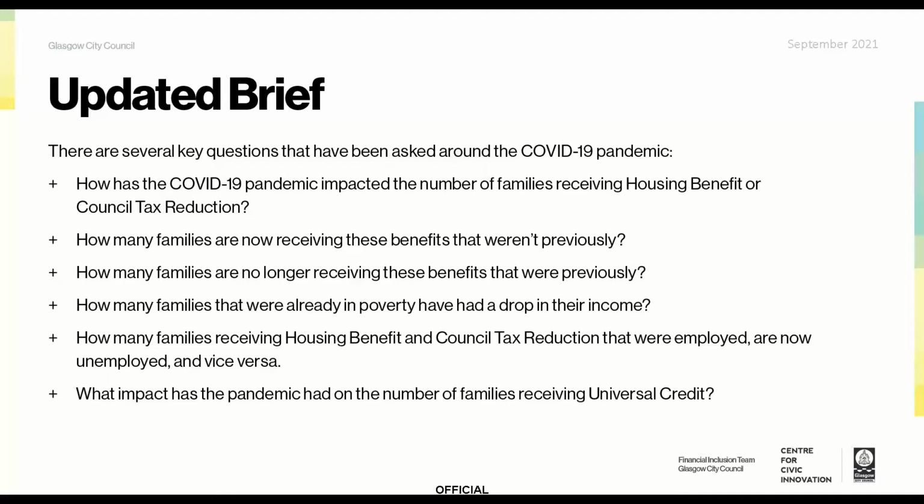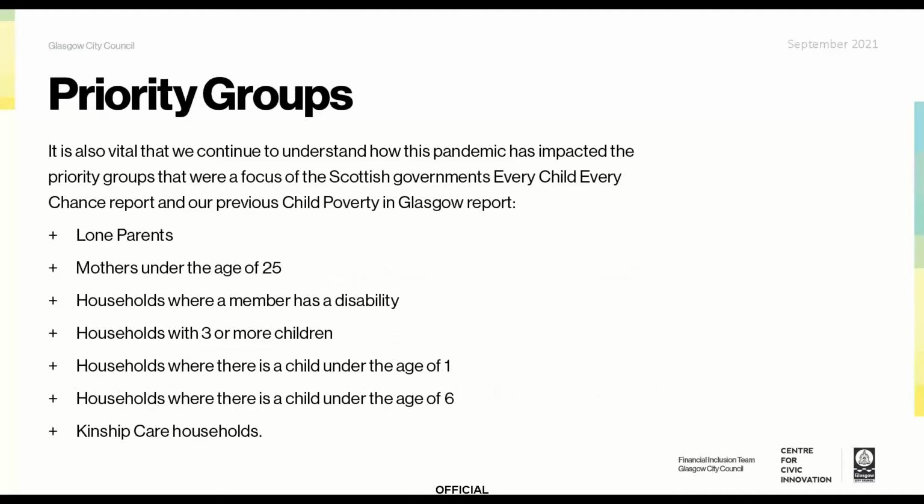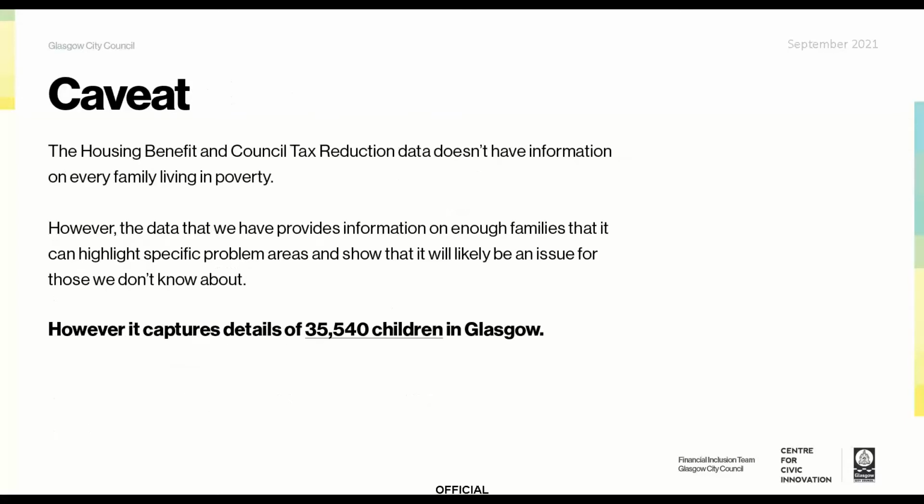We can just move on to the next slide, please, which is about priority groups. So again, as Hannah spoke about, set out in the Scottish Government's Every Child, Every Chance, and discussed earlier, we looked at each of the priority groups. And we also added kinship carers and the children under 6, so we could look at the impact of the new Scottish Child Payment. And if we move on to the next slide, there's a caveat, as always. The data captures details for families with liability for council tax and that are currently claiming council tax reduction.